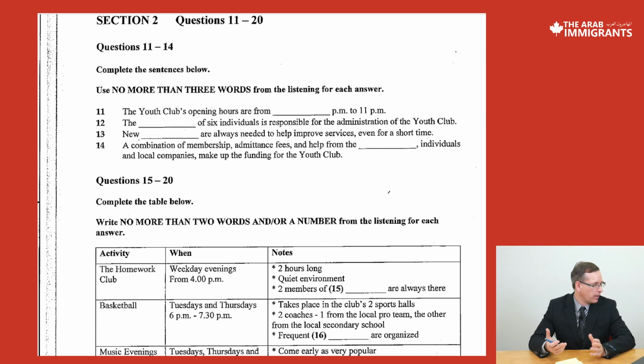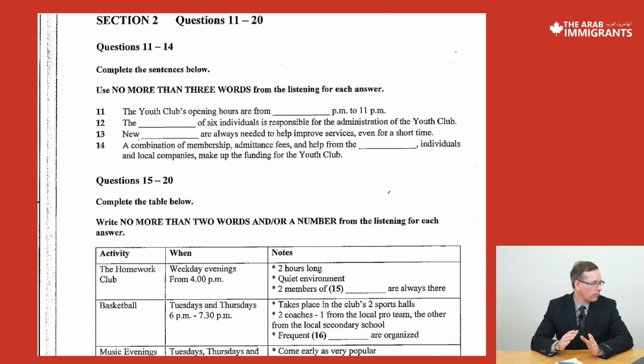13, the blank always needed to improve services. And 14, combination of membership, admittance fees, and help from the blank, individuals, local companies. So in my mind, I've already identified question 11 is an easier question because I just am looking for a number and a time actually. Is it going to be 8 o'clock, 9 o'clock, maybe 3 o'clock, 4 o'clock?